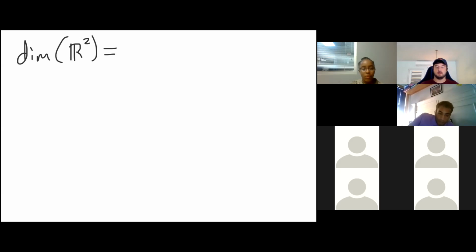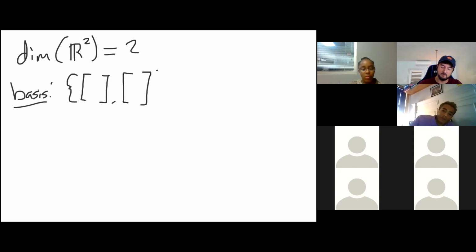Two. Yeah, it'll be 2. But if it's 2, that means you're going to have to find me a basis for this, right? And in that basis, there can only be 2 vectors. So I have to make sure that I'm able to state a basis first to verify that the dimension's 2, but you're right.